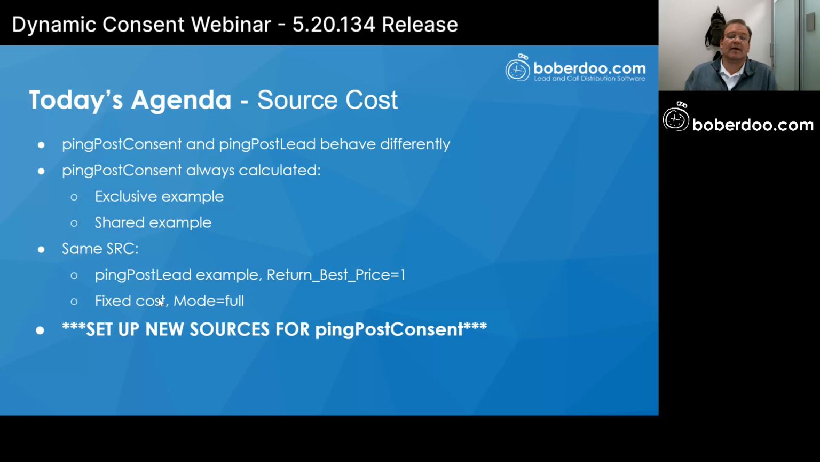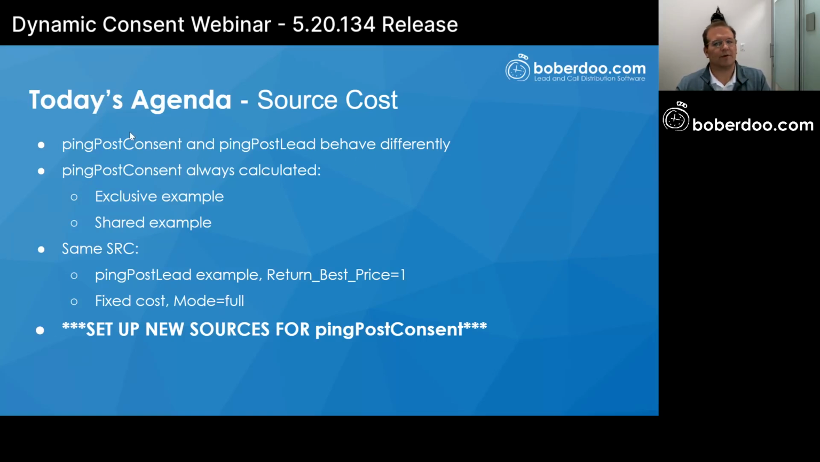So for these reasons, you can have one source set up to return a dynamic bid if they submit ping post lead API with return best price. And then you can have that same source configured, if they submit mode equals full, with a fixed cost.